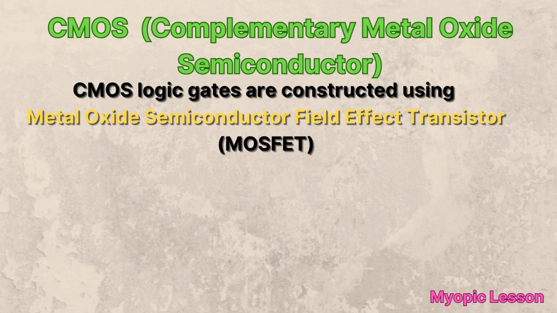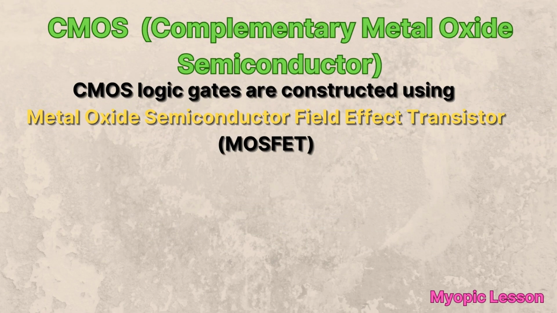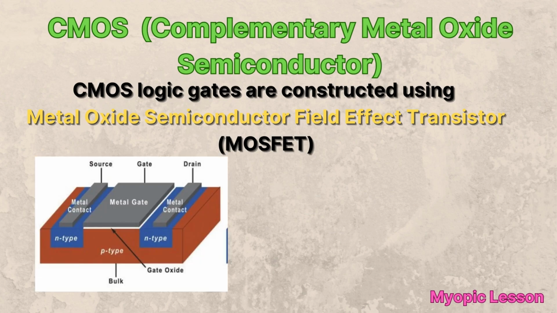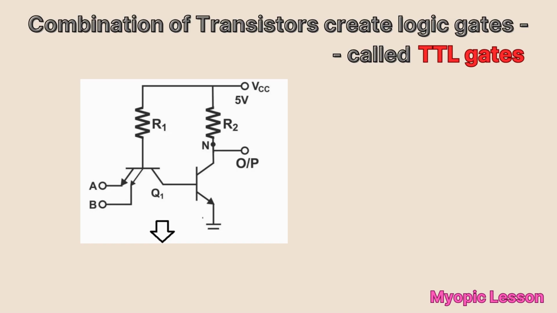The CMOS based logic gates are constructed using metal oxide semiconductor field effect transistors, in short MOSFETs, having semiconductor layers with appropriate doping and metal contacts serving as terminals. Transistors are combined properly to create the functioning of logic gates.